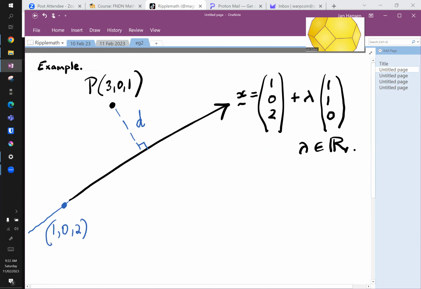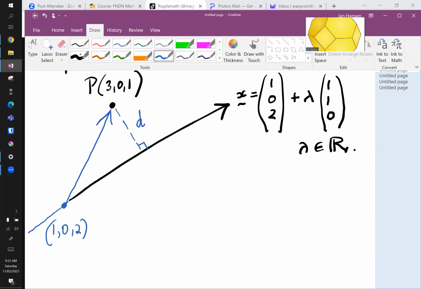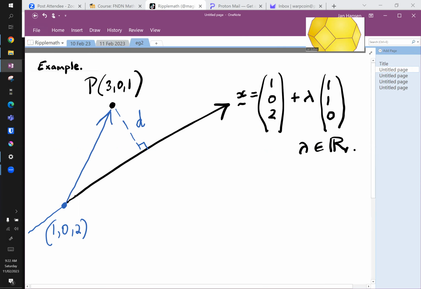We need that because we're going to use our projection formula. We're going to find that vector right there, and we are going to project that onto this direction here. We're going to find that vector there. So we'll call this point A, we'll call that point B. We're going to find AB. AB is going to be the projection of AP along that line.